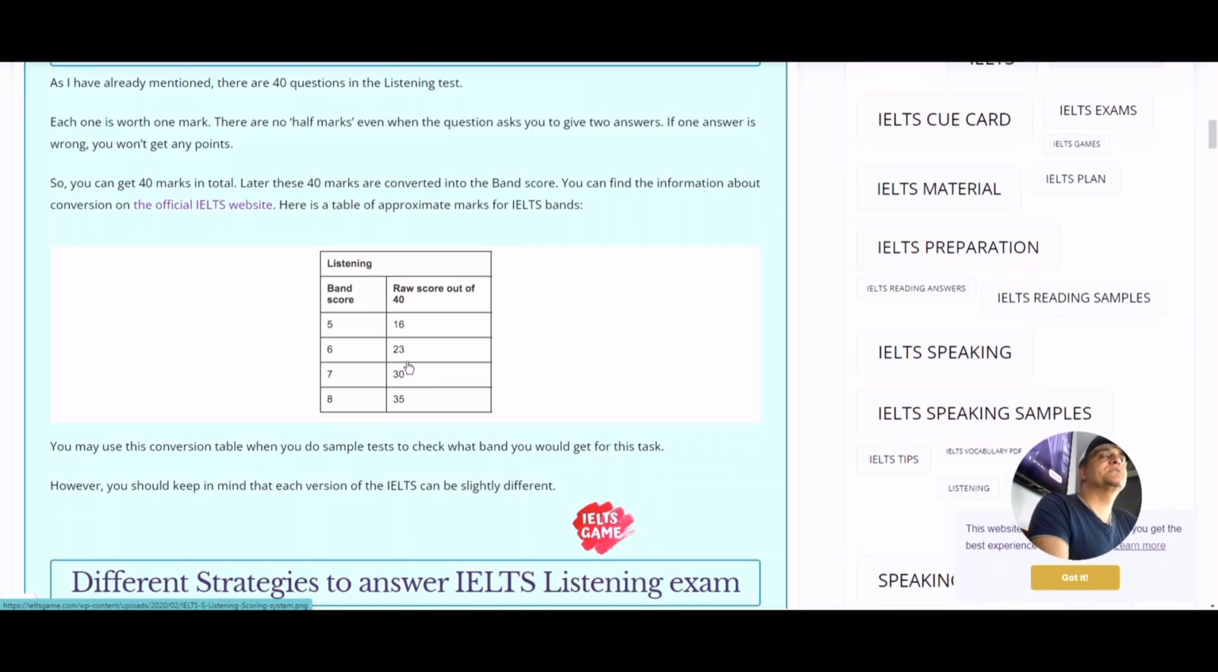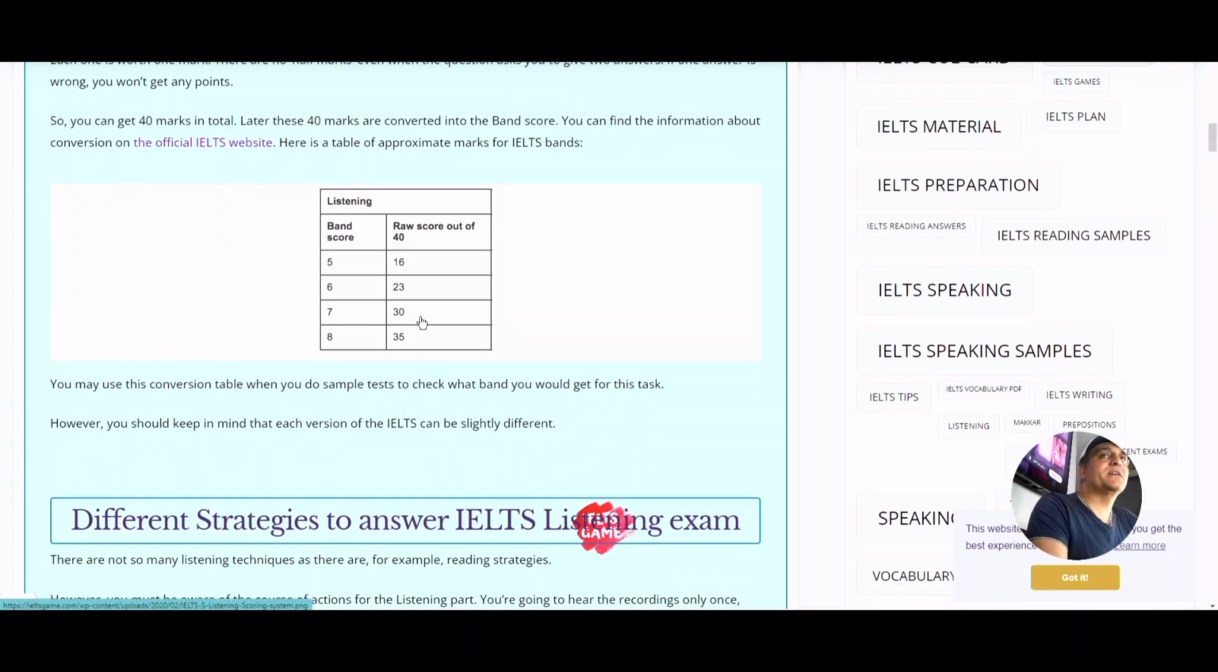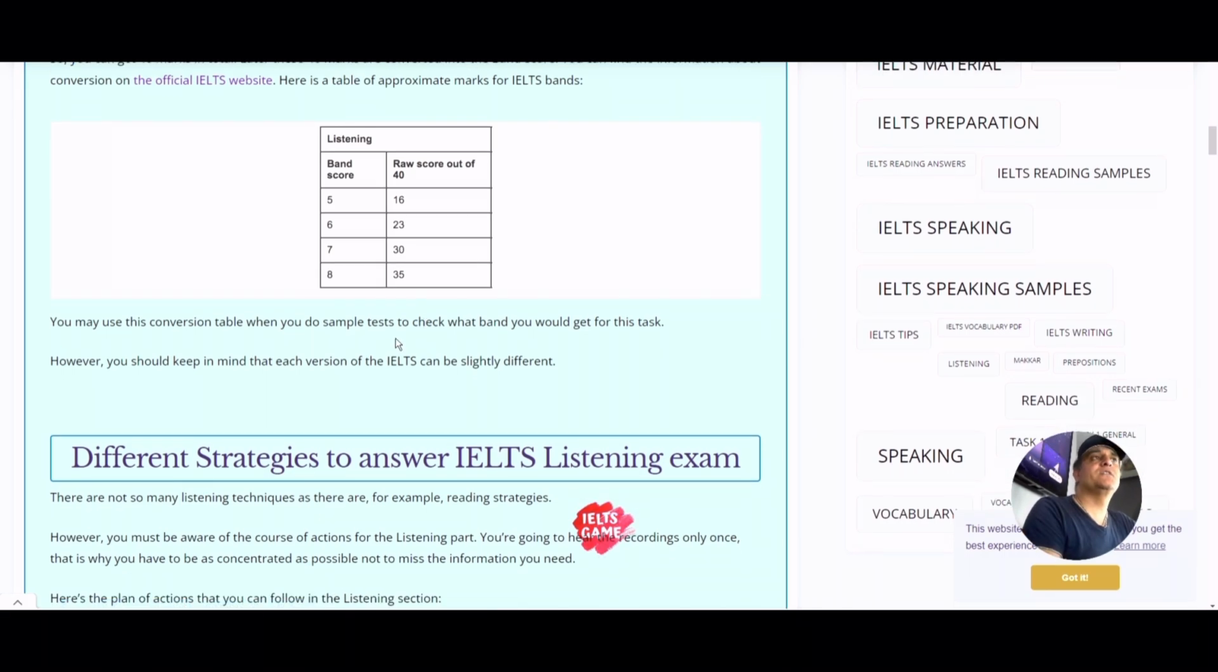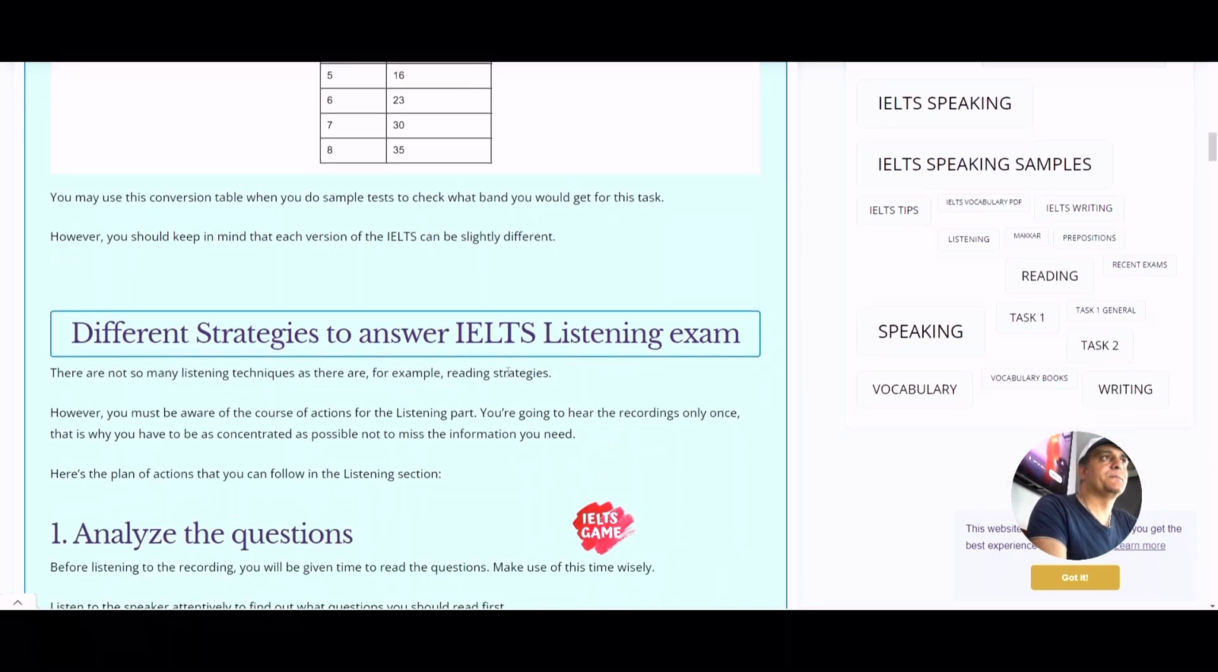But if you answer 23 of 40, you will get 6, as you can see. If you answer correctly 30 of 40, you get 7. If you answer 35 of 40, you get 8. More than that, you will get 9, of course, up to 40.